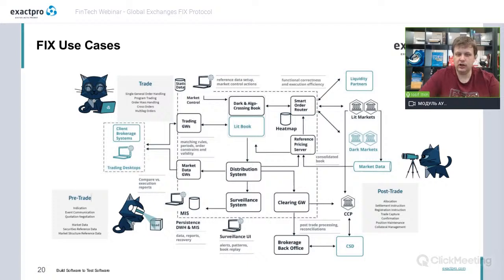And then we also have post-trade. It is when the exchange is communicating with the post-trade infrastructure. For example, delivering information about executed trades to a central counterparty. In many cases, in our work, it is implemented using fixed protocol. So these are the three main applications of the fixed protocol.